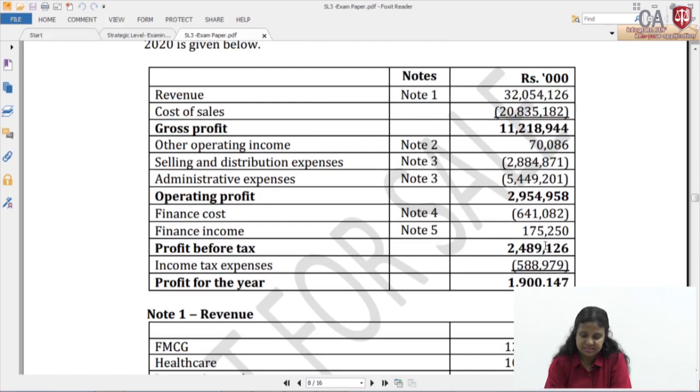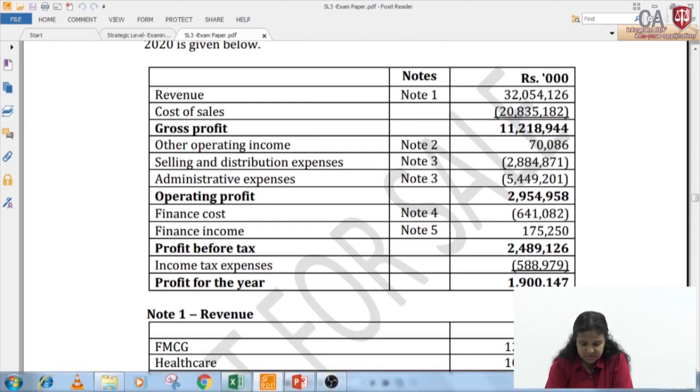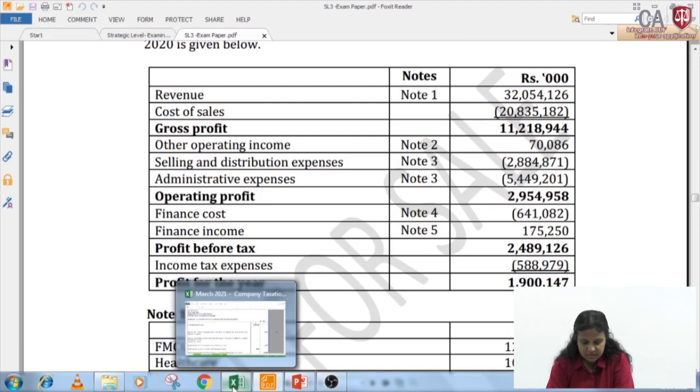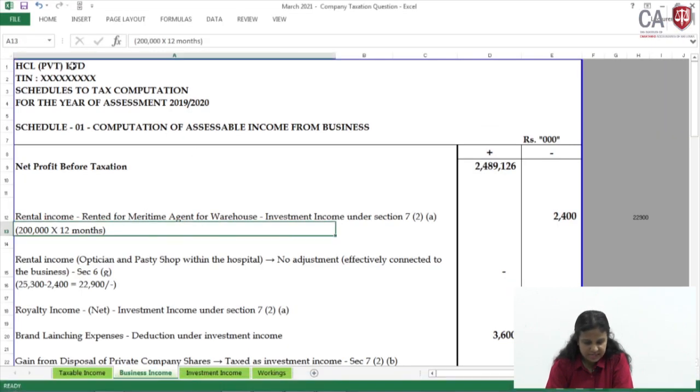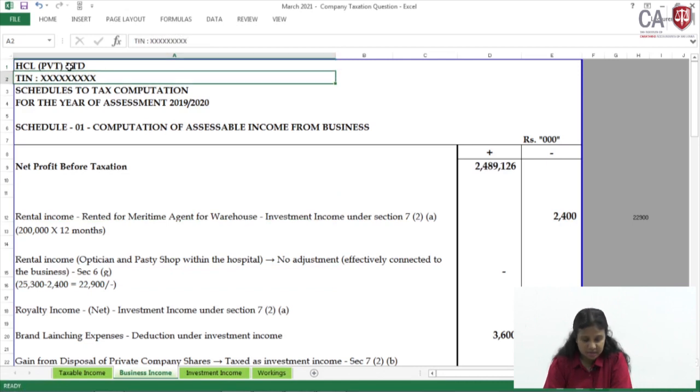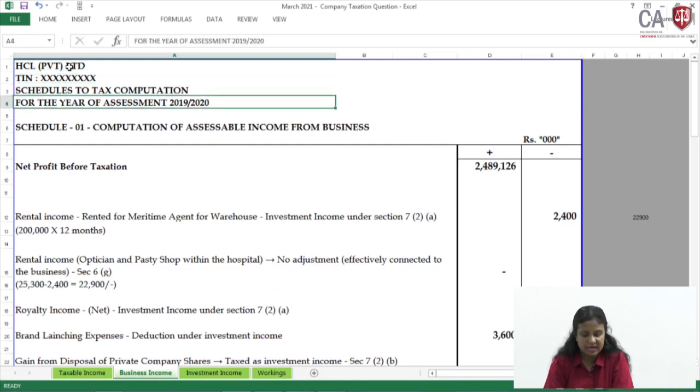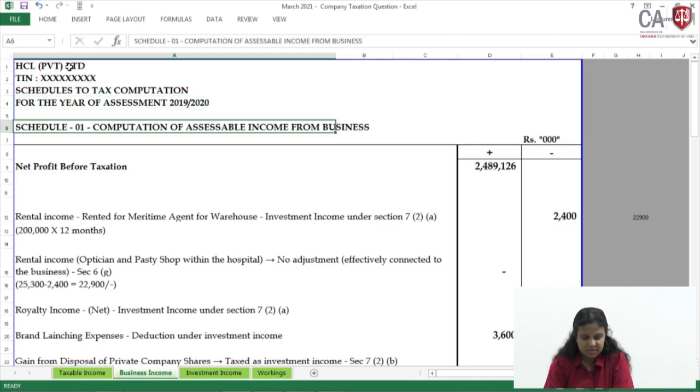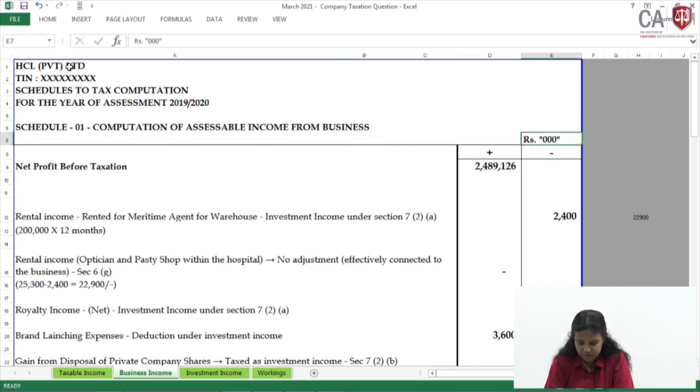I am starting from the business income calculation. Then it's 2.4 billion. It's HCL Private Limited. We don't have a TIN number, so do it like this. Schedules to tax computation for the year of assessment 1920. Schedule 1, computation of assessable income from business. Then it's rupees 1000, and net profit before taxation as per the paper is 2.4 billion. Okay, it's the starting point for the answer.